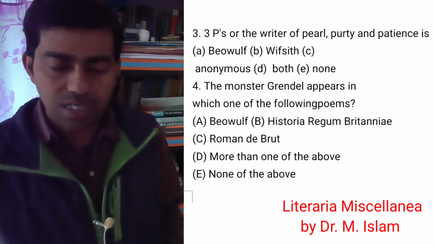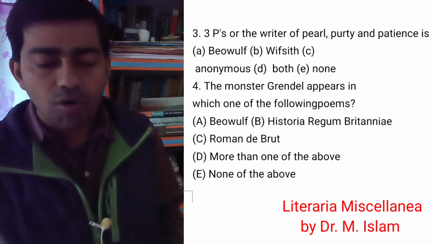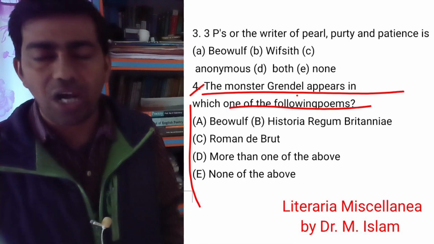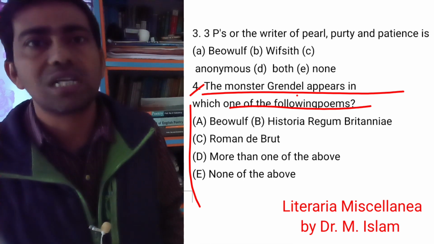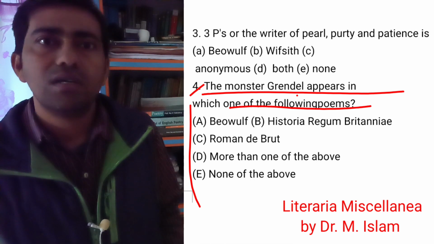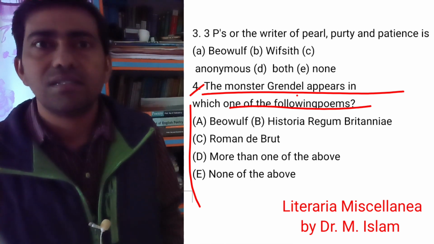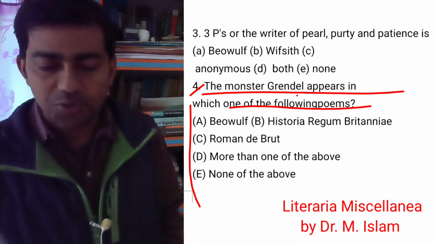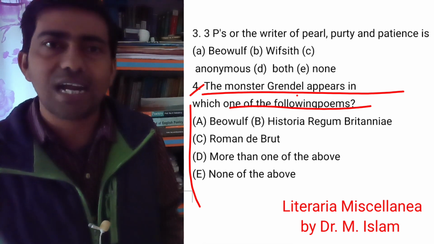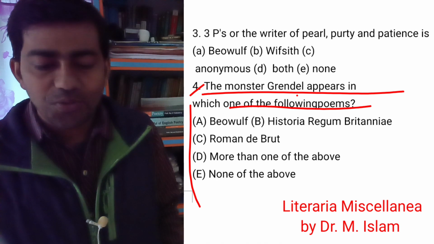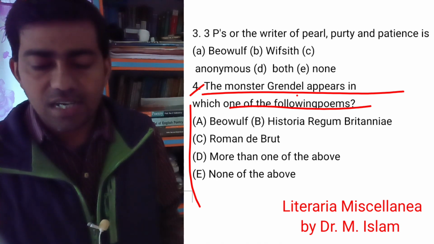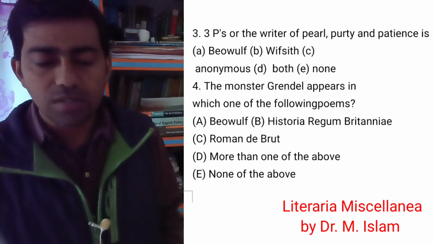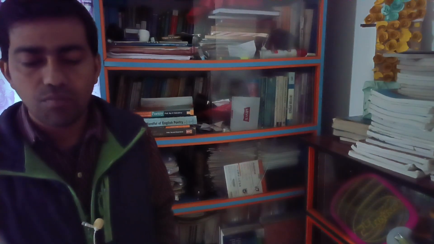Number 4. The monster Grendel appears in which one of the following poems? One monster, Grendel. You know, like Frankenstein you have one monster also. So here the monster's name is Grendel. Beowulf, Historia Regum Britanniae, Roman de Brut, more than one of the above, none of the above.